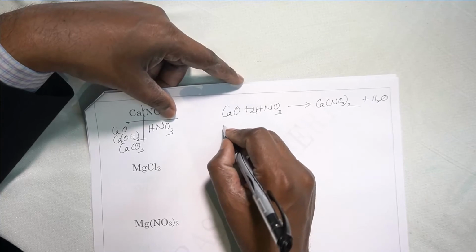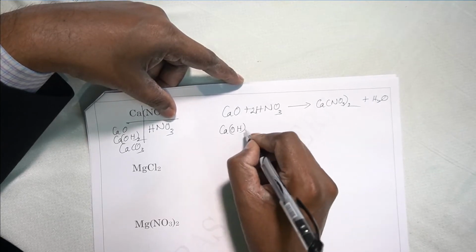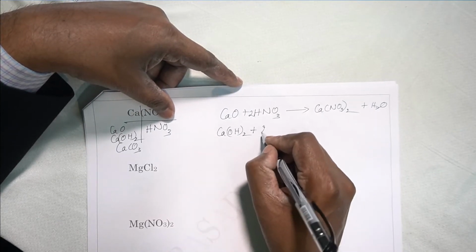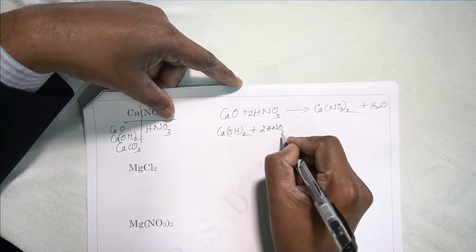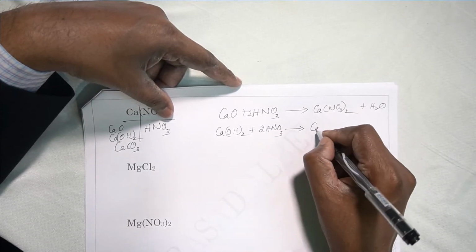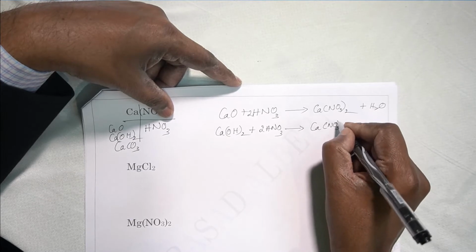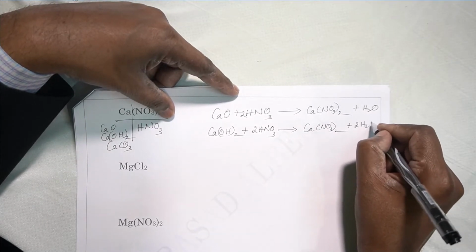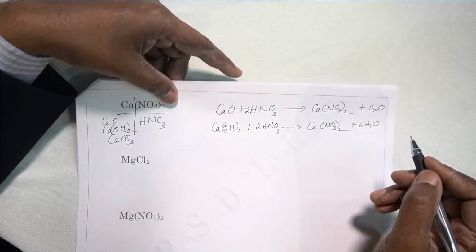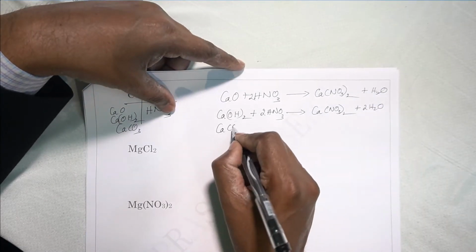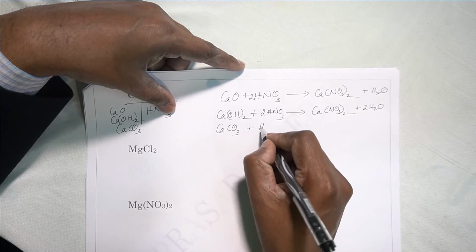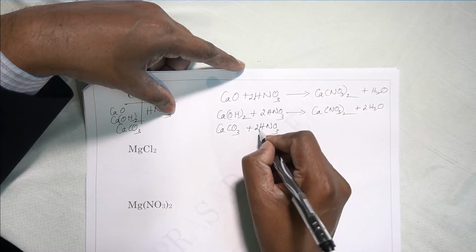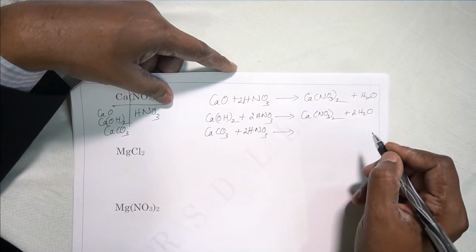HNO3, nitric acid, will need 2HNO3 because calcium is divalent. So Ca(NO3)2 plus H2O, water. Then we have calcium hydroxide, Ca(OH)2 plus 2HNO3, which will give calcium nitrate, Ca(NO3)2 plus 2H2O, because there are 2 OH groups here, so 2H2O. Then we have metal carbonate, calcium carbonate plus nitric acid HNO3. It will be 2HNO3 always because of the divalent nature of calcium.